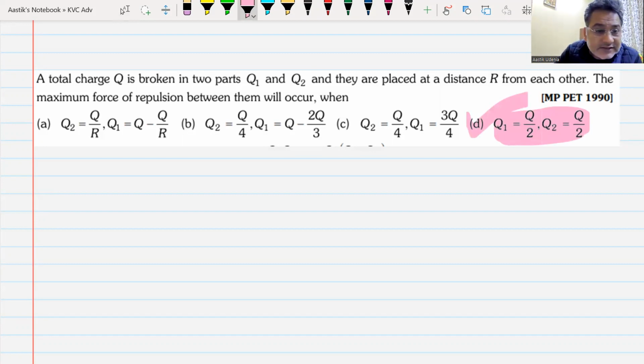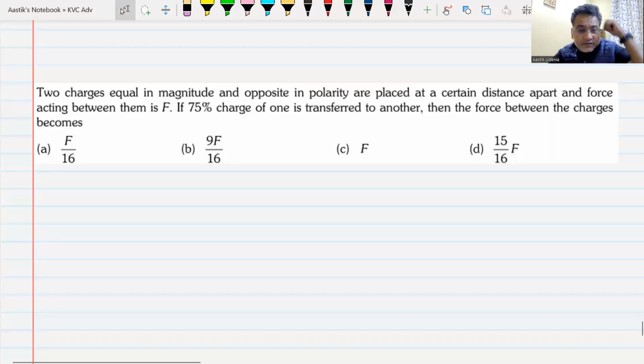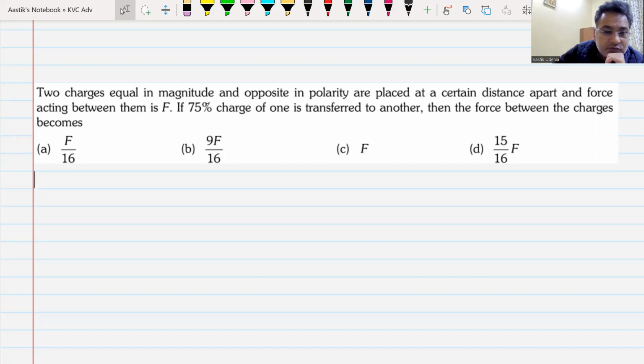And the next question is this. Two charges equal in magnitude and opposite in polarity are placed at a certain distance apart and the force acting between them is F. 75% of the charge of one is transferred to the other. Then the force between them is how much? F by 16 is the correct answer.